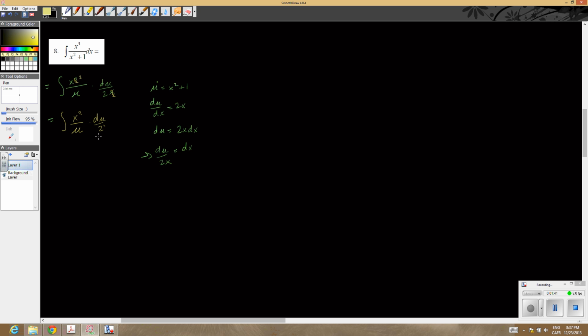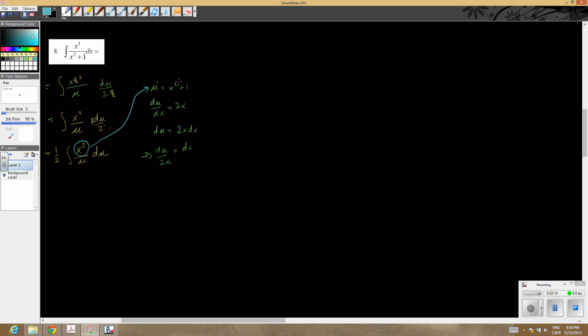Now this 2 right here, that's just a number. That's actually a half if you think about it. So I can take the half out. So I have a half times the integral of x squared over u, and I'm integrating with respect to u. All right, so you're going to look at it from this stage and think, I can't cancel any x's out because there's nothing to cancel it with. However, we do have a way to rewrite this x squared in terms of u, and that's going to come from the original substitution we did earlier.